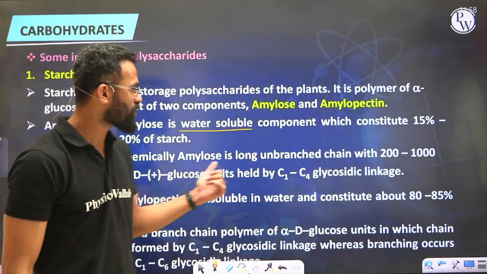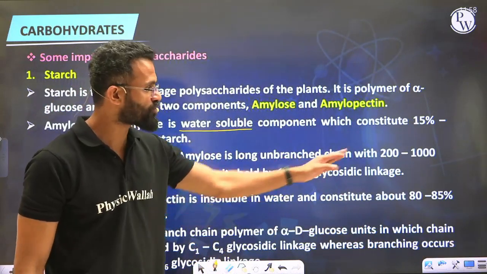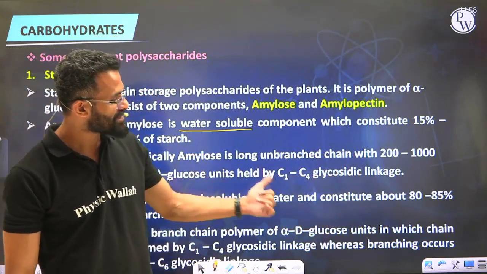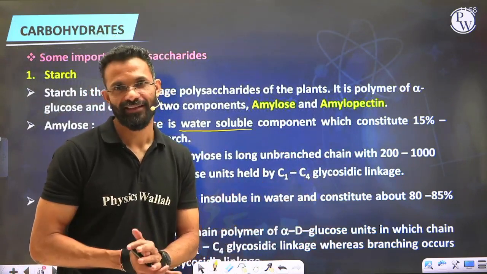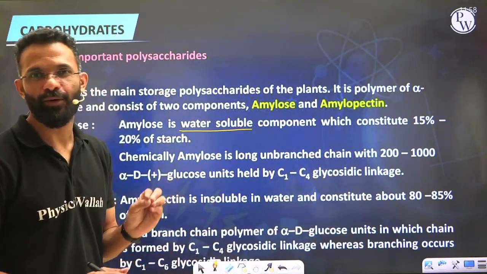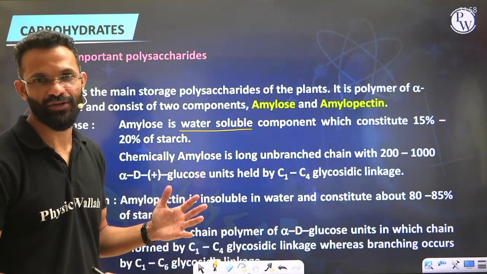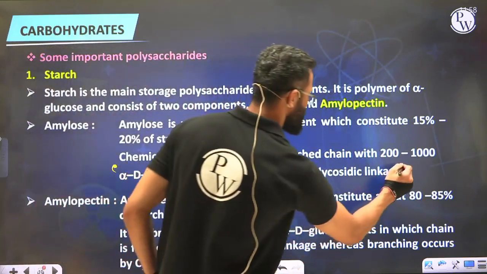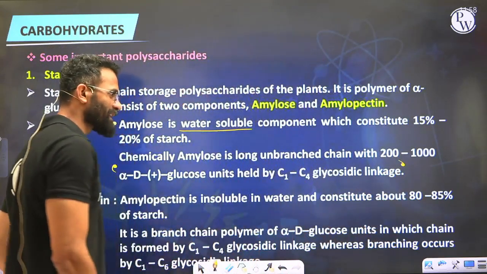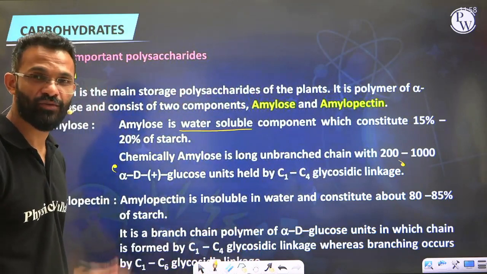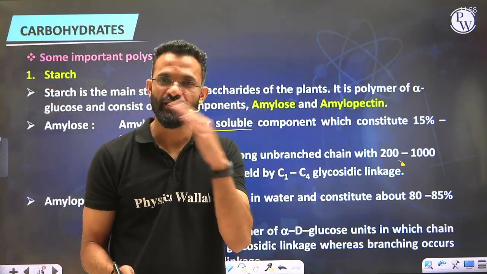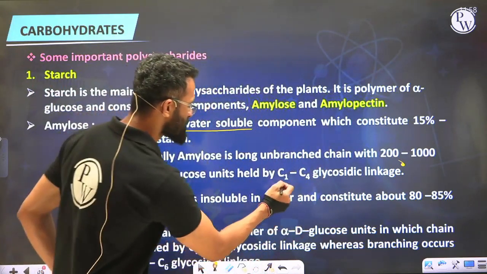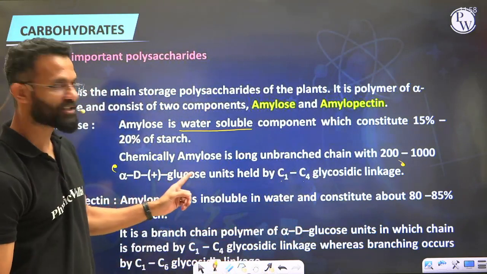Chemically, amylose is a long unbranched chain of 200 to 1000 units of alpha-D-glucose units held by C1-C4 glycosidic linkage. Well, this is the important information that is telling us how to get the structure of starch. Guys, if you read it carefully, you will realize that this information is telling us exactly what we have learned in maltose. Try to recall what was maltose. Maltose was C1-C4, alpha glucose and alpha glucose.